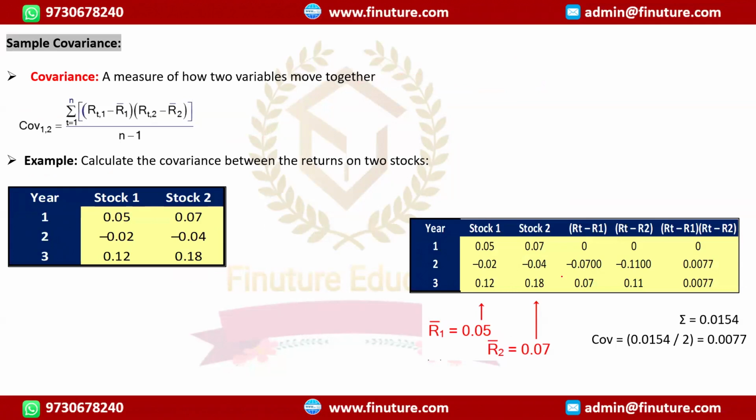Another formula: like how you studied variance, we have to study covariance. When we say covariance, I'm talking about two random variables here, like stock 1 and stock 2. How do you calculate the covariance? It's the same process that you did for calculating variance. Can you tell me what we did for calculating variance?